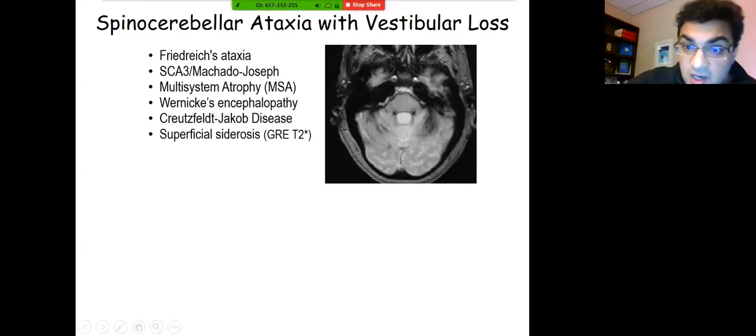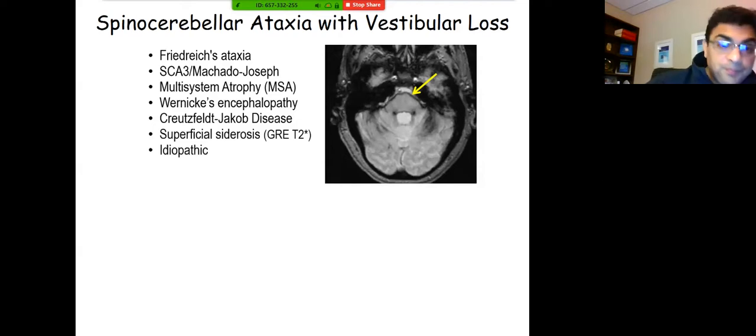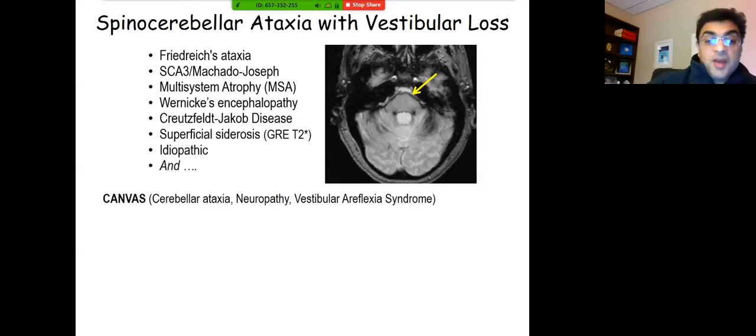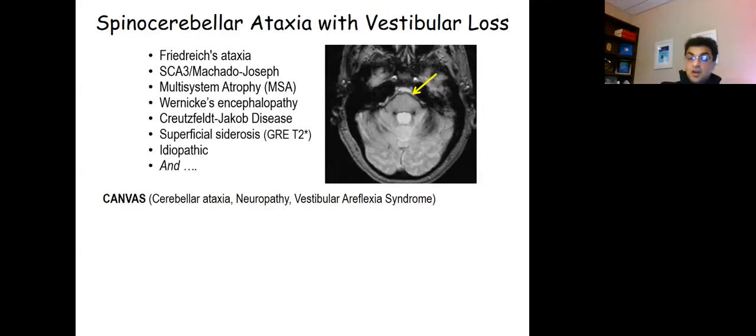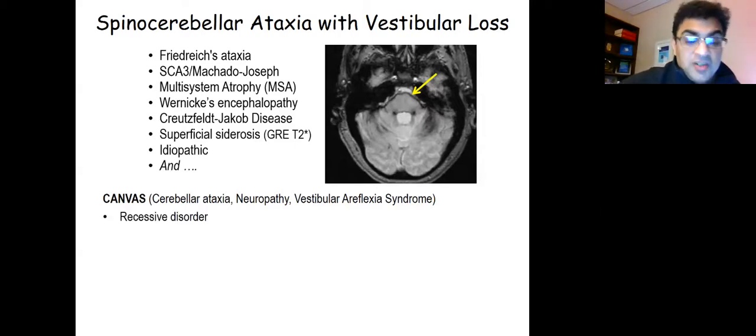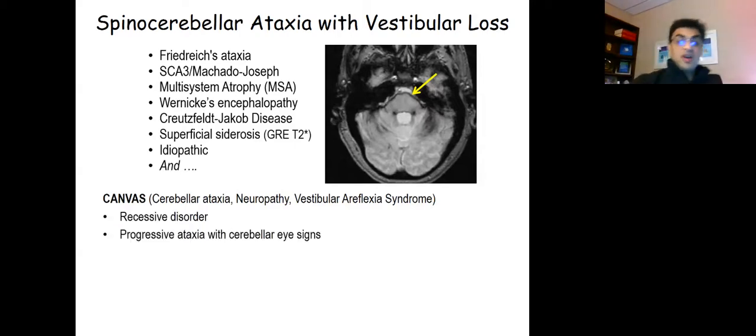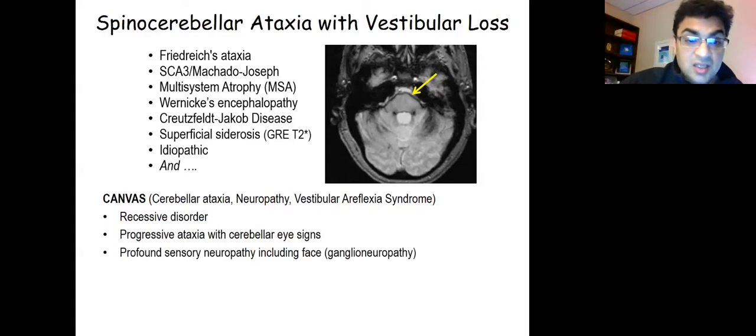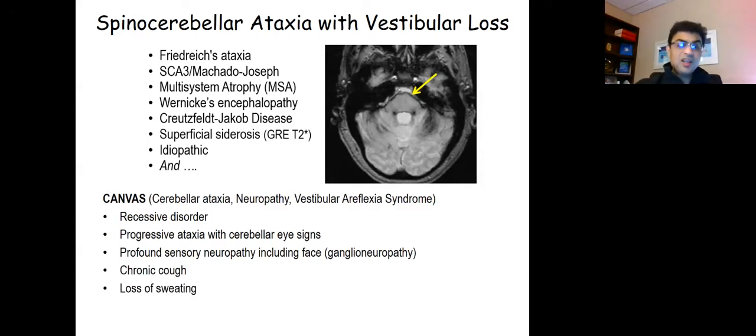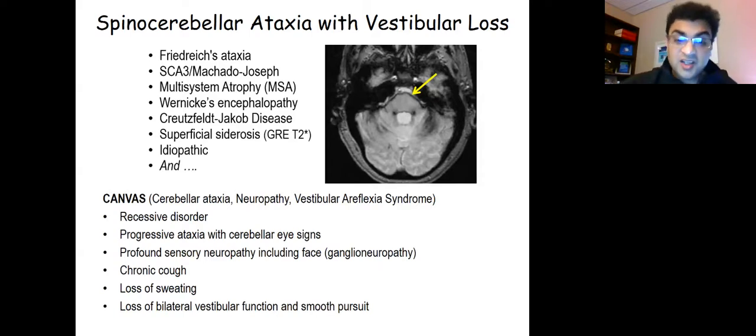For example, here you can see a classic example of siderosis right there. And it can be idiopathic, or a very classic one is CANVAS, which is cerebellar ataxia, neuropathy, and vestibular areflexia, which is a recessive disorder. They have progressive ataxia with the cerebellar signs, and they have profound neuropathy, including ganglionopathies. They can have cough, loss of sweating, loss of bilateral vestibular function and smooth pursuit.